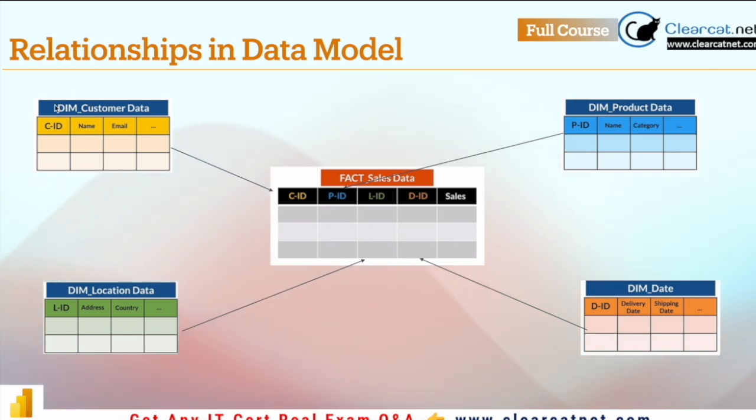In our customer data table we have CID, that is customer ID. PID means product ID, location ID is LID, and date ID is DID. So these are the foreign keys we are using in our fact table. Those primary keys are going to act as foreign keys in our fact table. So this is the way we are going to create a relationship between tables.